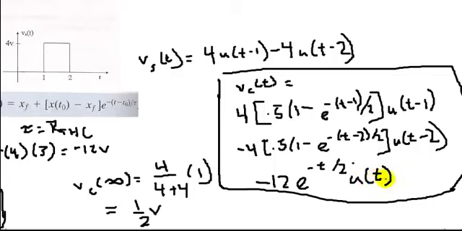Is anything less than 0? Anything less than 0, this would be 0. Anything less than 1, this would be 0. And this is our final equation.